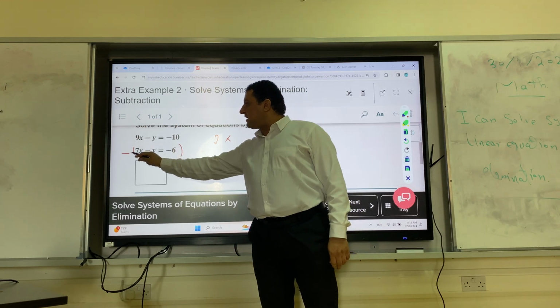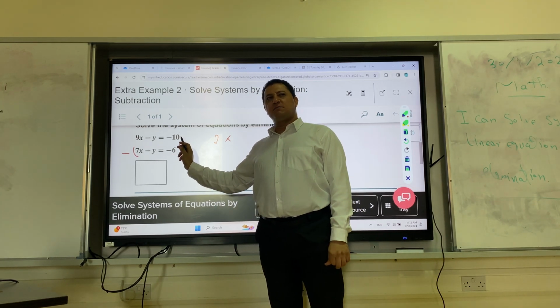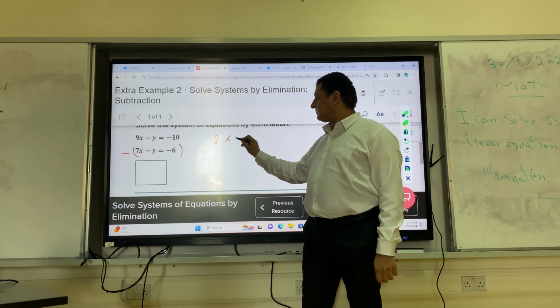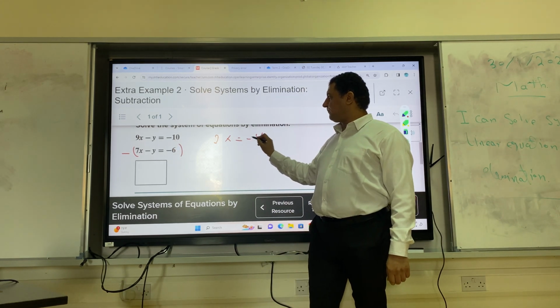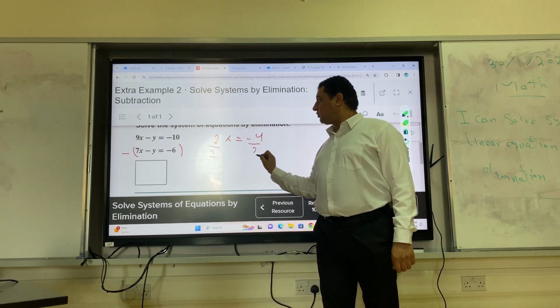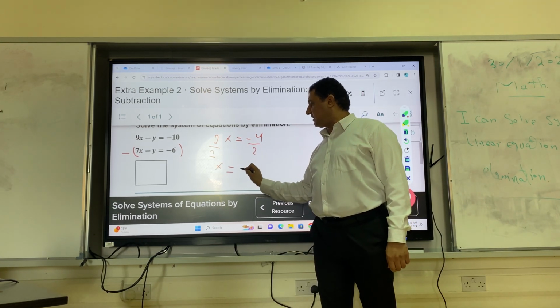Negative 10 minus negative 6. Minus negative is the same as plus, so it's negative 10 plus 6. That is negative 4. When I divide both sides by 2, I'll be able to get the value of x, that is negative 2.